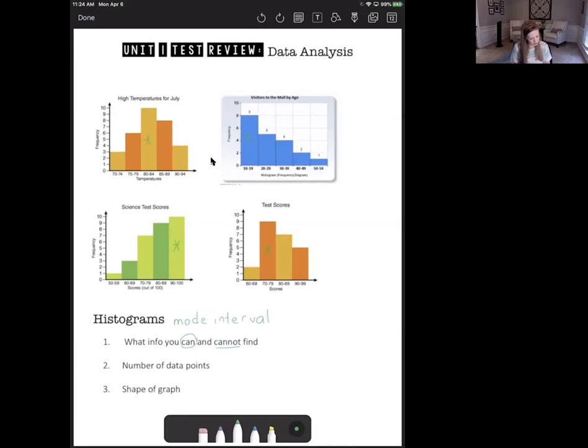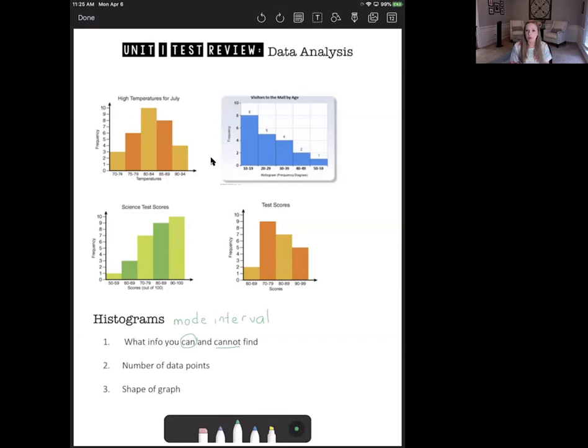And then another thing that you can find is the number of data points. The number of data points is, if we knew all the numbers, how many would there be? So on this first one about temperatures in July, we could find out how many days they were looking at the temperatures. So we would add up, there's 3 in this interval, there's 6 here, 10 here, and so on. We would add all those up, and that would be how many data points there are on that graph. Same thing on the visitors to the mall. We can know how many visitors there were by adding 8 plus 5 plus 4 plus 2 plus 1.